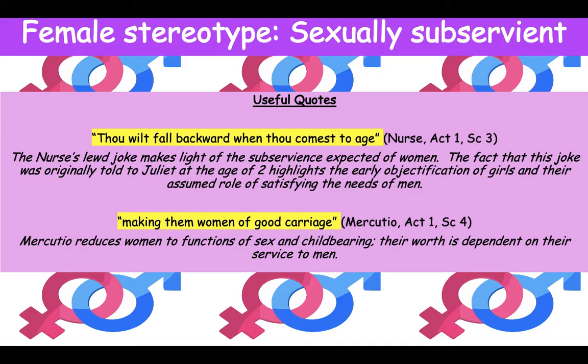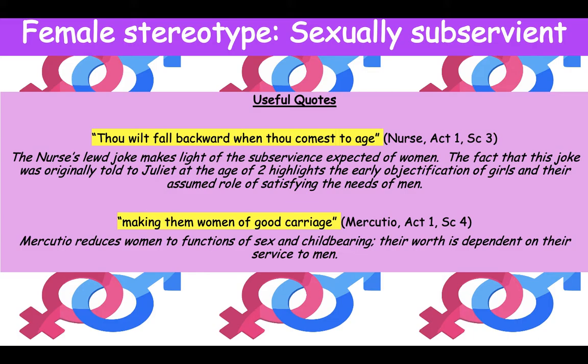So the nurse's lewd joke makes light of the subservience expected of women. The fact that this joke was originally told to Juliet at the age of 2 highlights the early objectification of girls and their assumed role of satisfying the needs of men. So from the very beginning they are seen as these objects that will later be used.